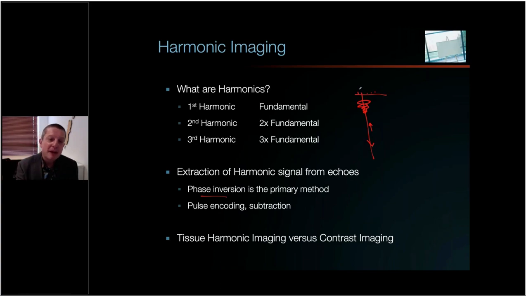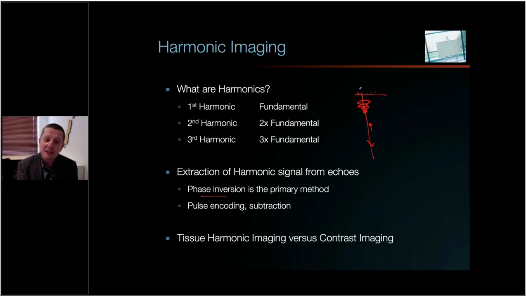But the sacrifice we have to make is that each scan line has to be sampled twice by signals of opposing polarity, and this takes a little bit of time. So therefore our temporal resolution and frame rate is less in tissue harmonic imaging. It's possible to extract pulses in other ways, for example, to do this with pulse encoding and then mathematical algorithms that can look for the harmonic content, but that is too difficult, and so the primary method is phase inversion.